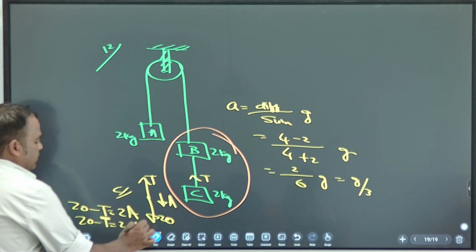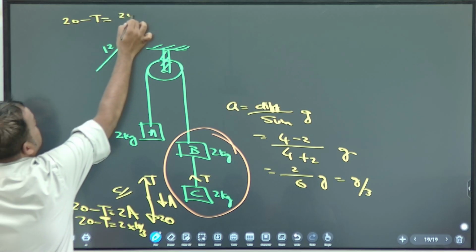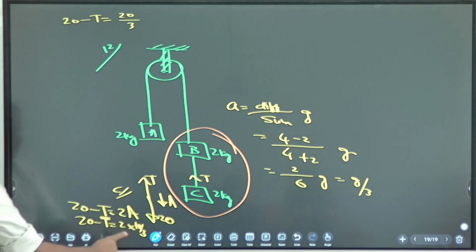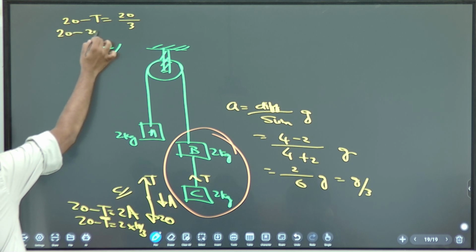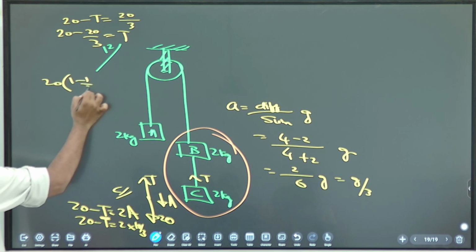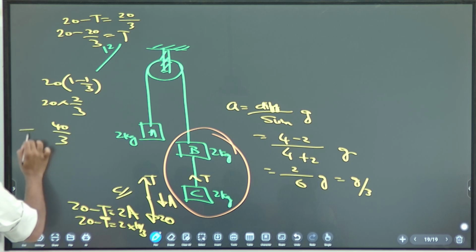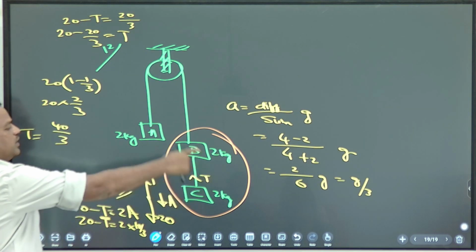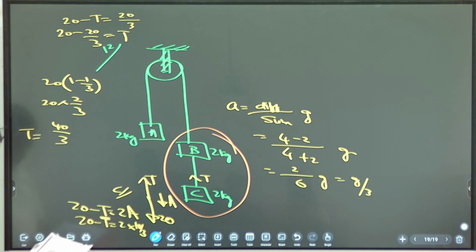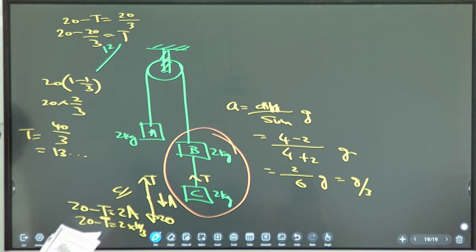So 10 by 3. So 20 minus T is equal to 20 by 3. So 20 minus 20 by 3 is equal to T. 20 common, 1 minus 1 by 3. So 2 by 3 into 20, 40 by 3. Note down, tension between B and C. 40 by 3 means 13 point something, approximately 13. Note down. So second option.